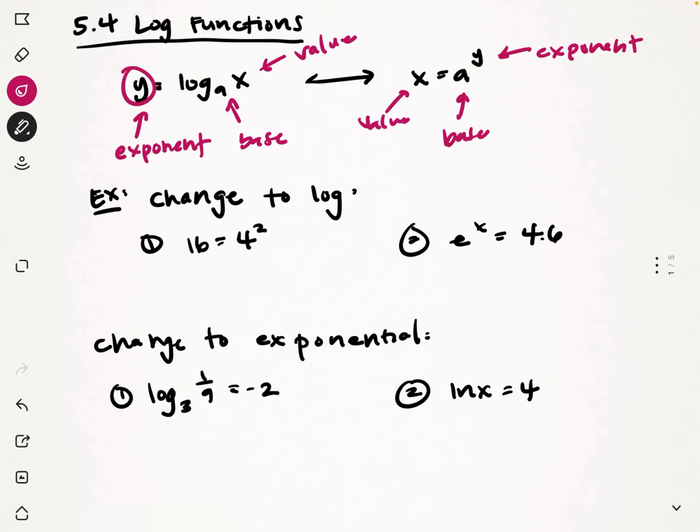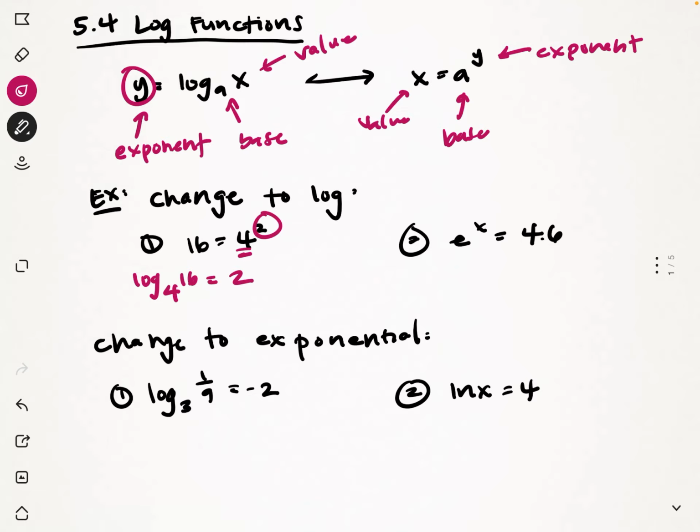But let's change this to log. So we're going to say log. What is our base? Well, our base is 4. Our value is 16. And then it's always equal to the exponent in log form, right? So our exponent is 2. So we say log base 4 of 16 is equal to 2. Okay, so let's look at the next one.